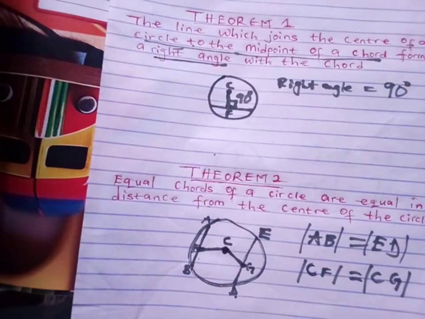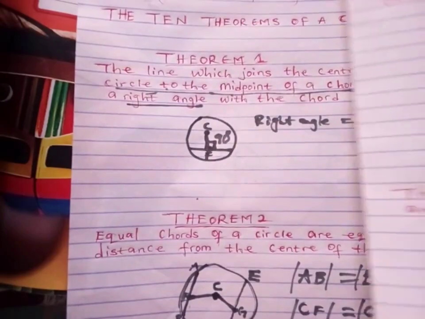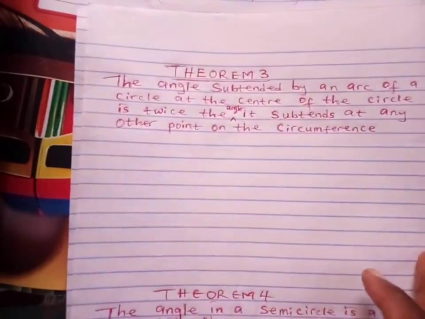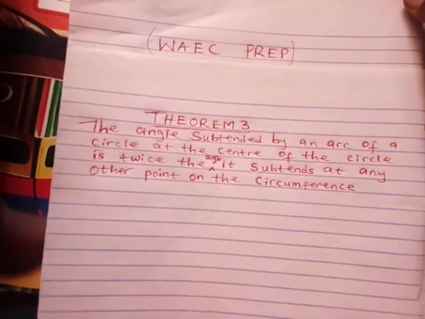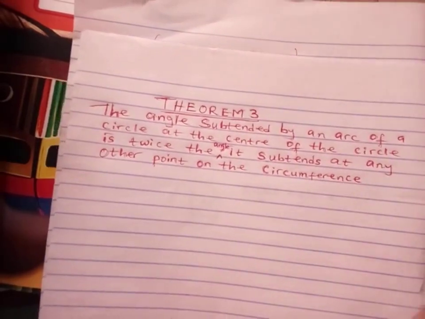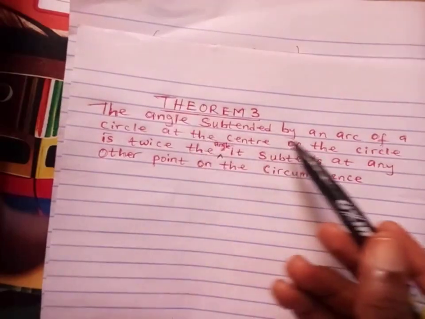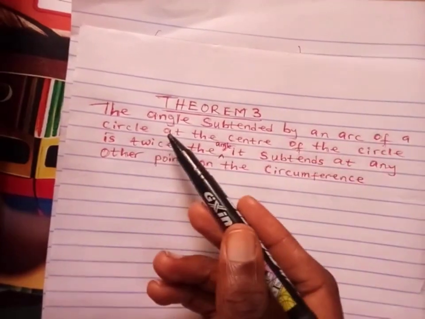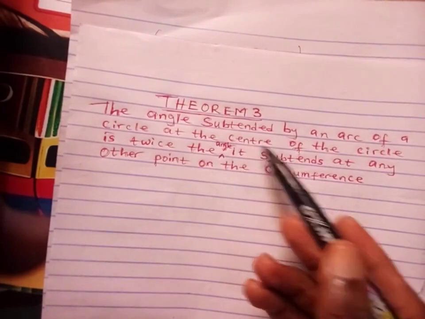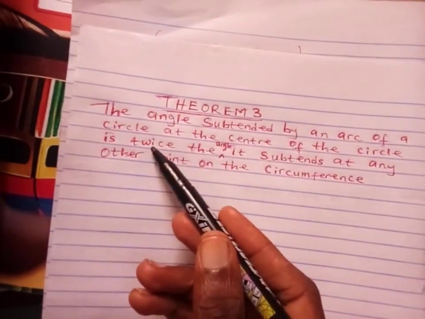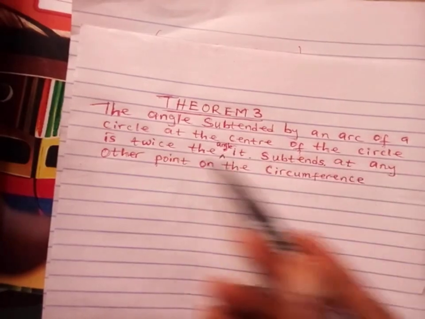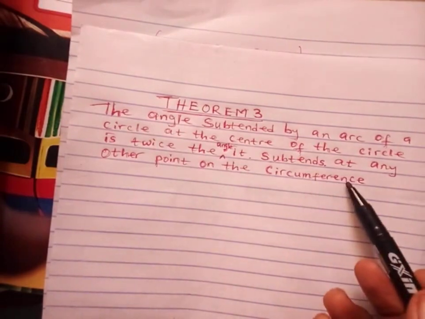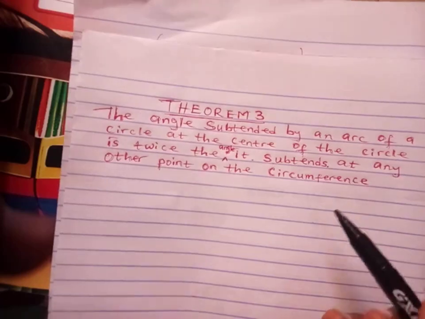Now let's dive into the next law, which is theorem number 3. Look at it before us. What does it state? It states that the angle subtended by an arc of a circle at the center of the circle is twice the angle it subtends at any other point on the circumference.